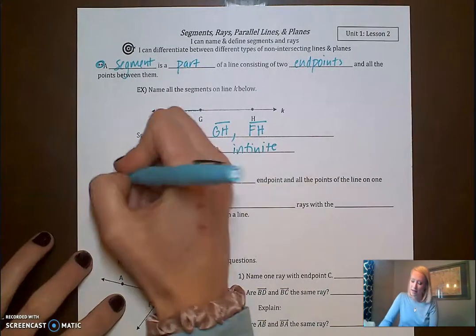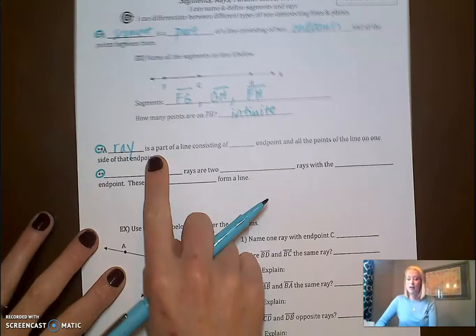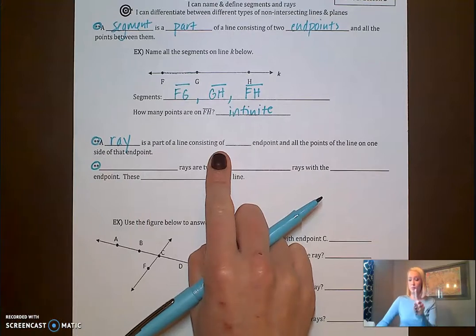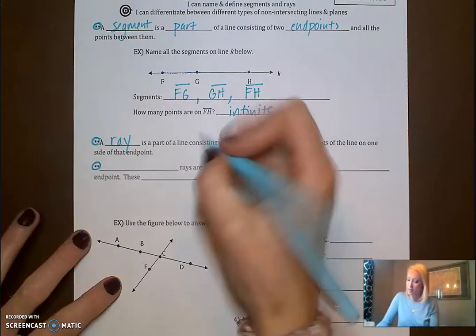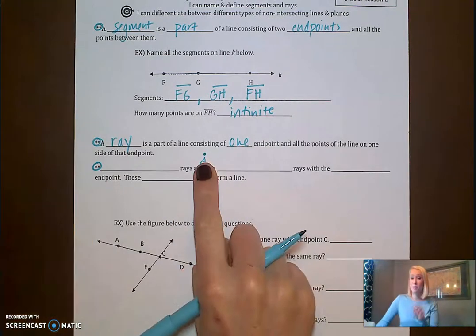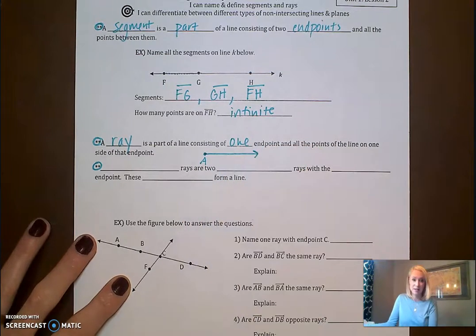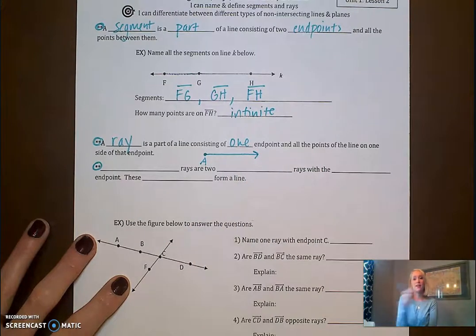The next term is a ray. Hoping these terms are semi-familiar to you, a ray is also a part of a line, but instead of having 2 endpoints, it just has 1. And then it's all the points going in one direction. So let me show you a picture. We'll call this point A. So say that that's the one endpoint. And then maybe the ray is the rest of the line going in that direction. So it's all the points extending forever and ever that way.